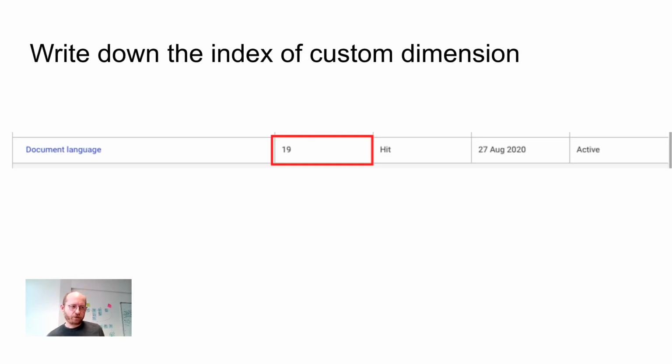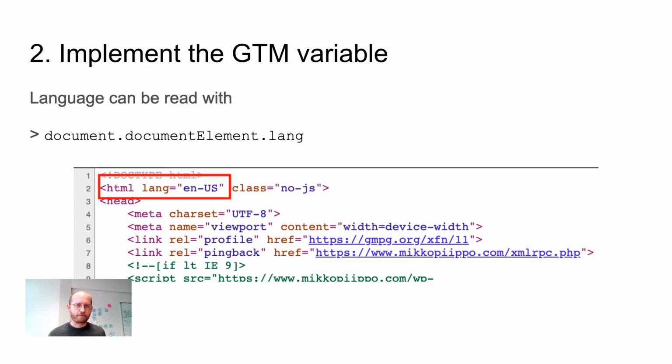Then, if you decided to give them names already, write down the indices of all your custom dimensions. You will need the index of each custom dimension when you are setting GTM. Next, go to Google Tag Manager, implement Google Tag Manager variables to extract the data from HTML. Don't worry, I'll give you something like 10 examples in the next 10 minutes or so, and I will publish some more in my blog.